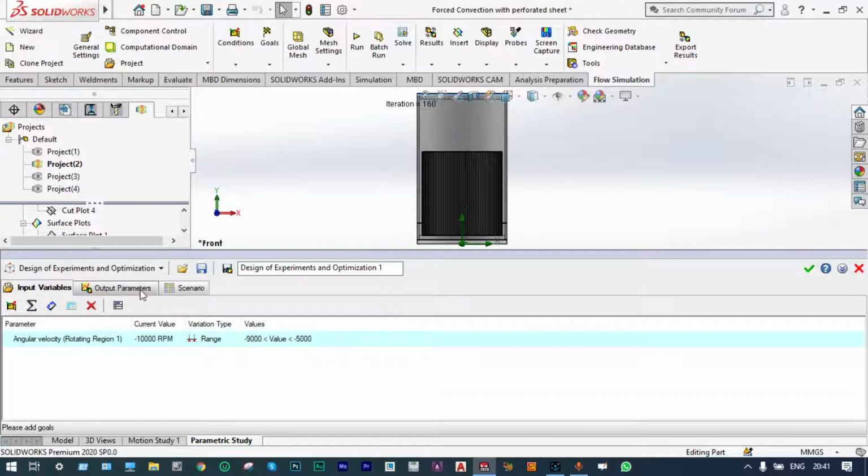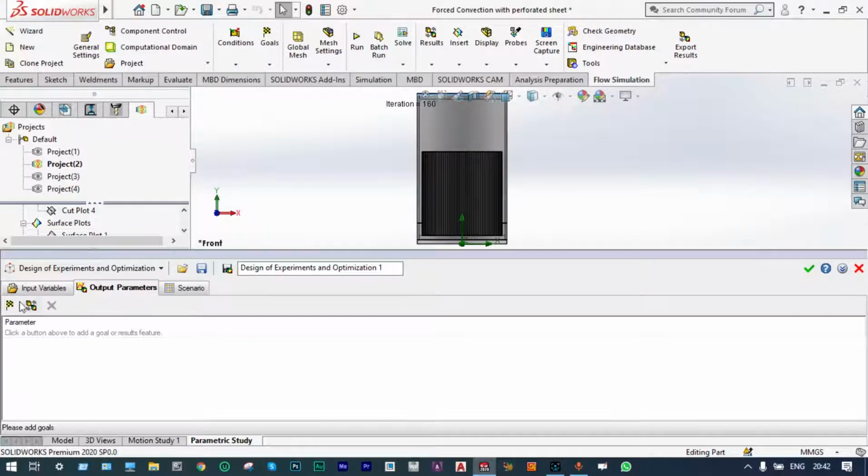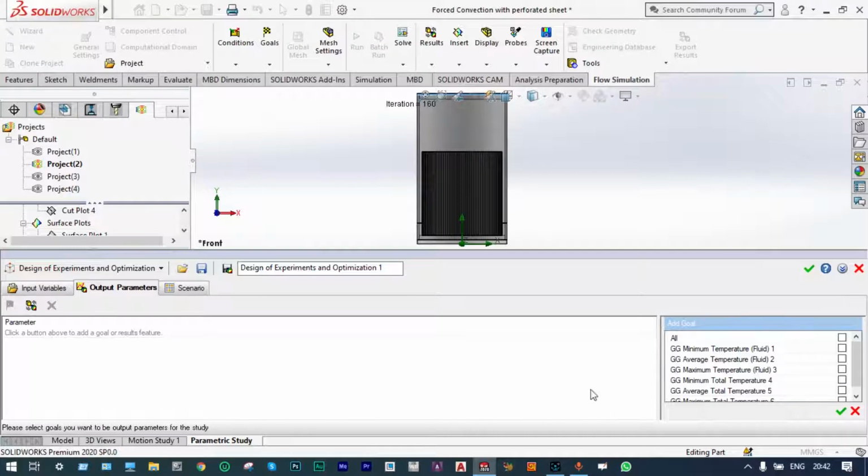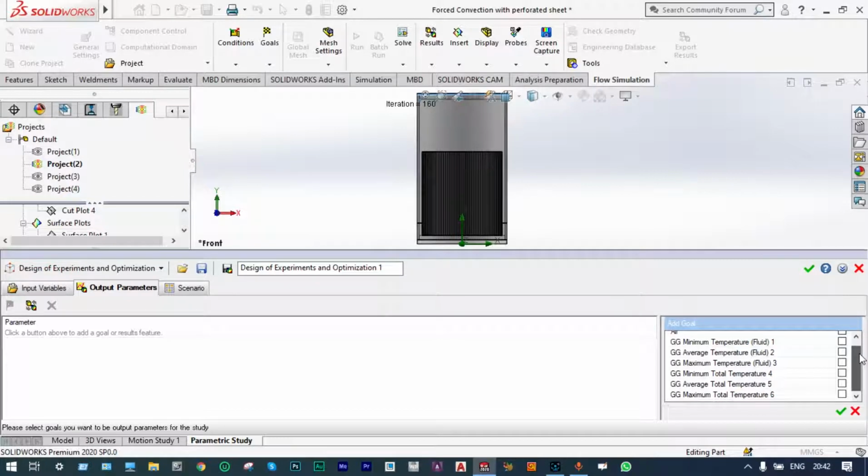Now select the output parameters, which are dependent on goals. You can select all the goals, but our main aim is to see the maximum temperature of fluid and minimum temperature of fluid, right? You can select minimum temperature of fluid and maximum temperature of fluid as the main goals. Check.